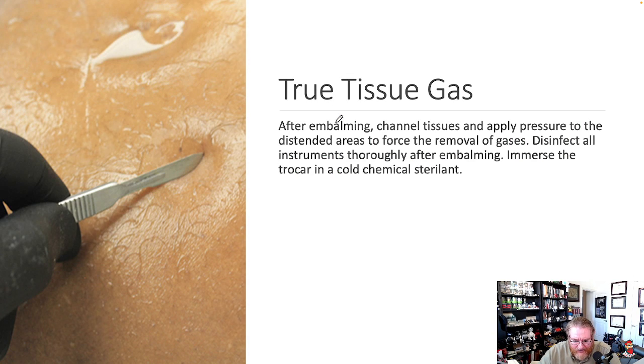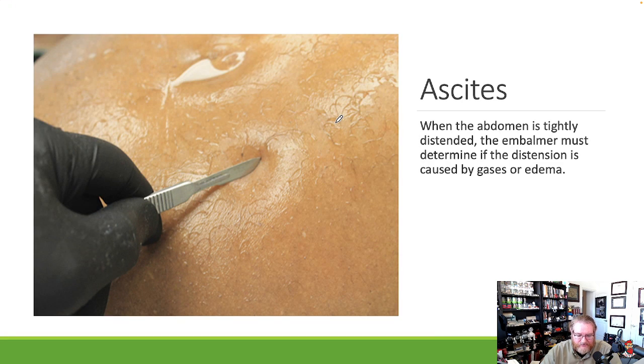After embalming, channel tissues and apply pressure to the distended areas to force the removal of gases. Disinfect all instruments thoroughly after embalming and immerse the trocar in a cold chemical sterilant. Read the label of the product you are using and see what is the minimum contact time to be effective against C. perfringens.